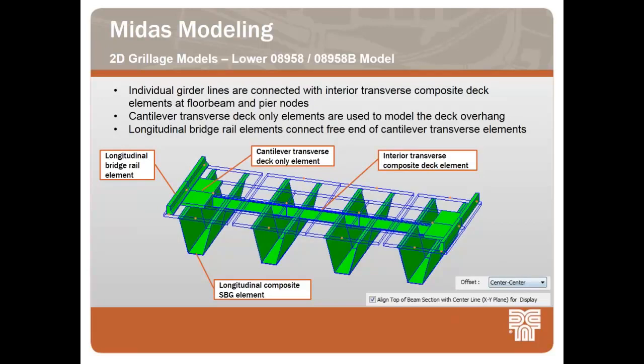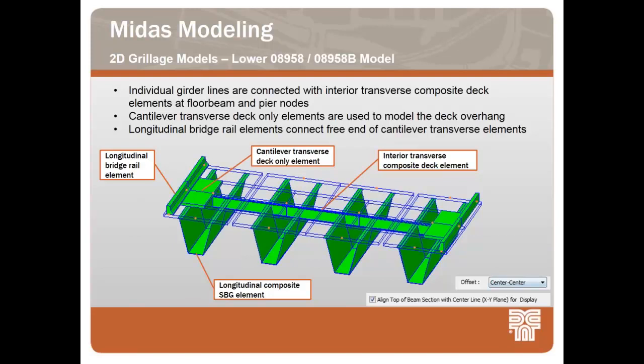The 2D grillage model's main components consisted of the longitudinal composite steel box girder element, an interior transverse composite deck element, a cantilever transverse deck-only element, so it's just the deck, and then a longitudinal bridge rail element, as seen in the photo before.